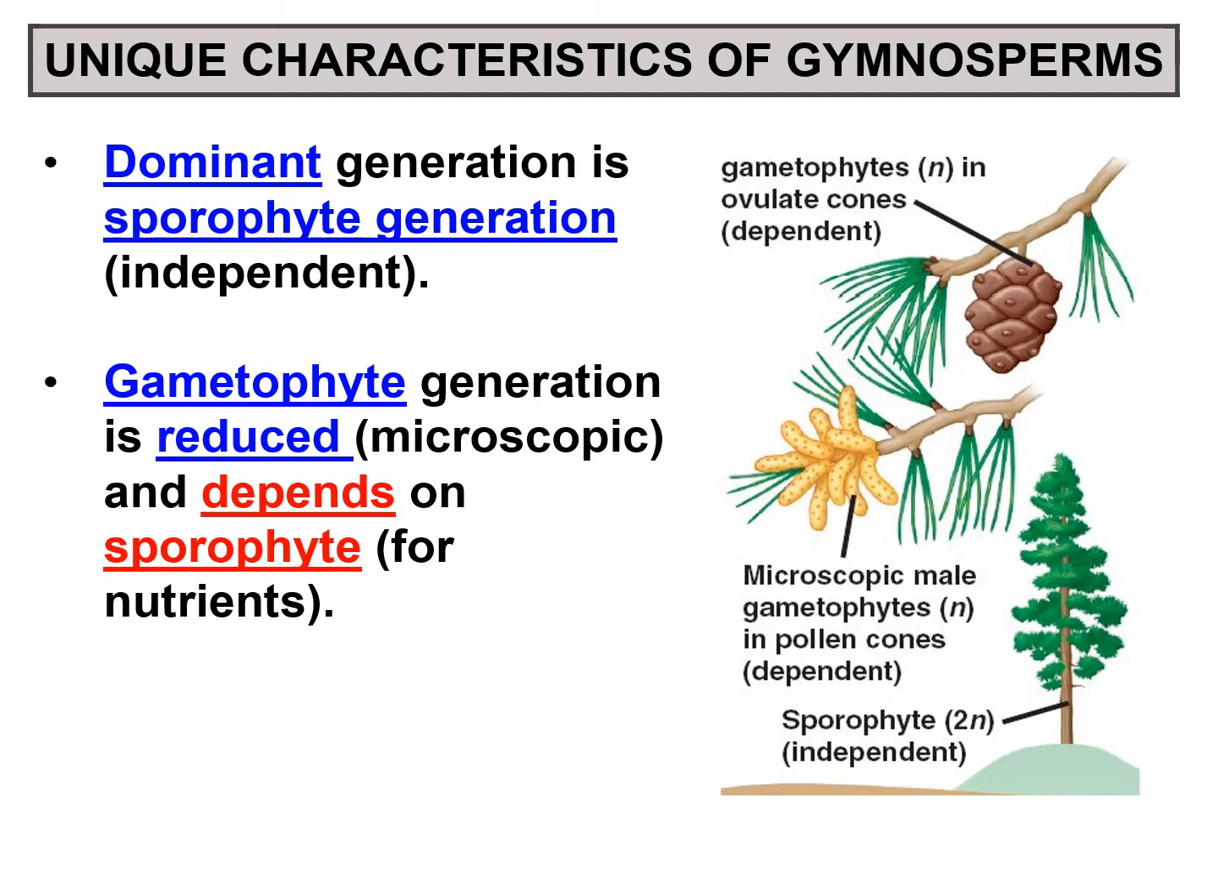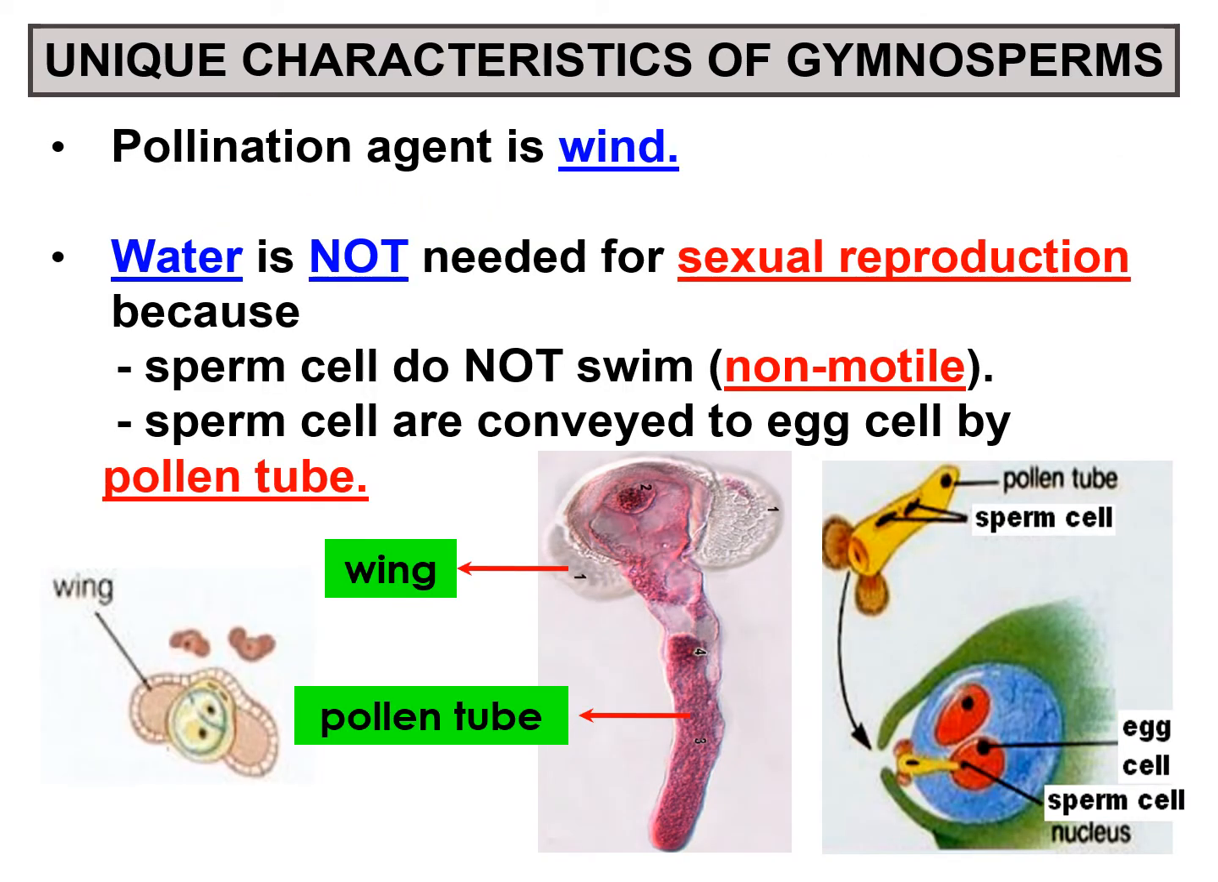Dominant generation is sporophyte generation. Jadi sporophyte generation ni independent lah, dia tak bergantung dengan gametophyte macam bryophytes. The gametophyte generation is reduced, meaning that they are smaller and depends on the sporophyte for nutrients. The pollination agent is no longer water, sebab dia dah ada pollen. Jadi dia punya fertilization dah tak bergantung, do not depend on water.